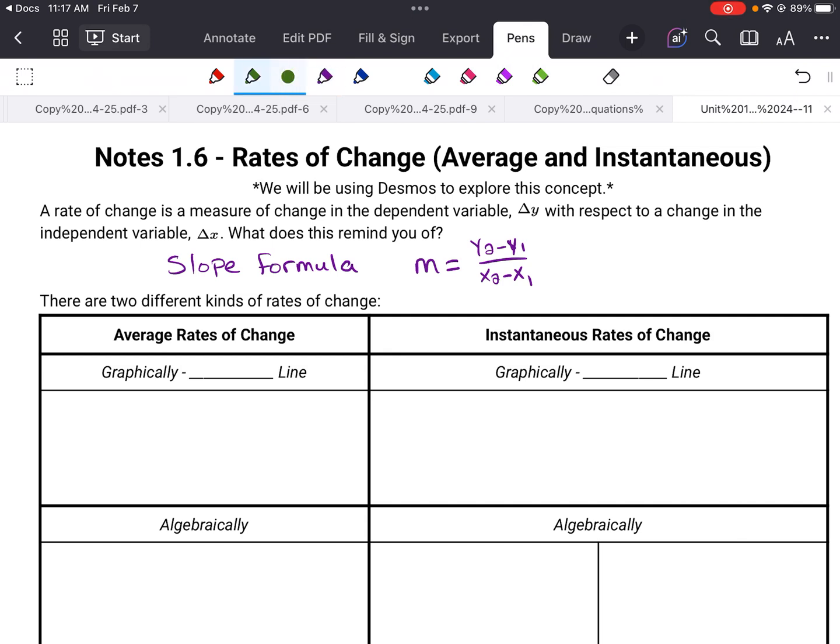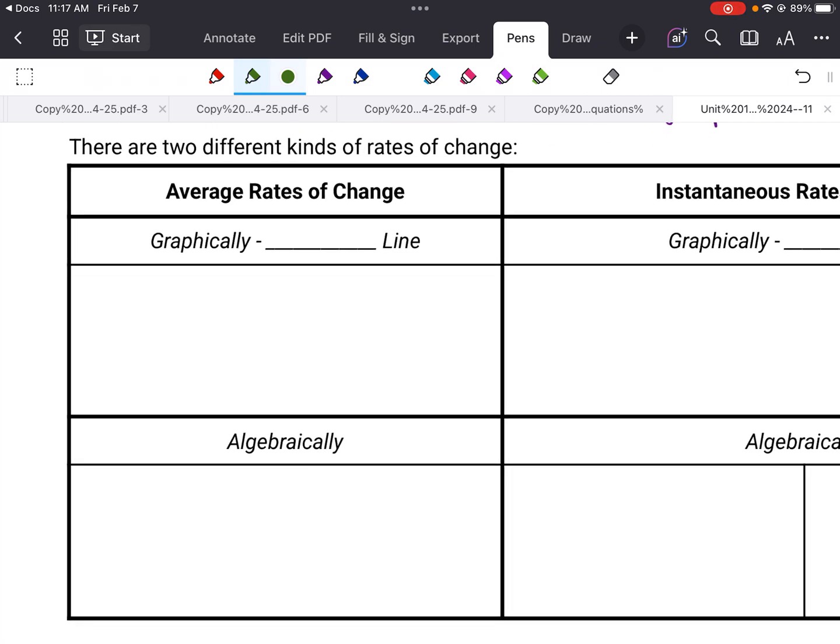There are two different kinds of rates of change that we'll be looking at. The average rate of change, graphically, is a secant line. So if we have a graph and there's a parabola on the graph, it's finding the rate of change between 2 points. The slope between these 2 points is called a secant line, one that goes through the graph.